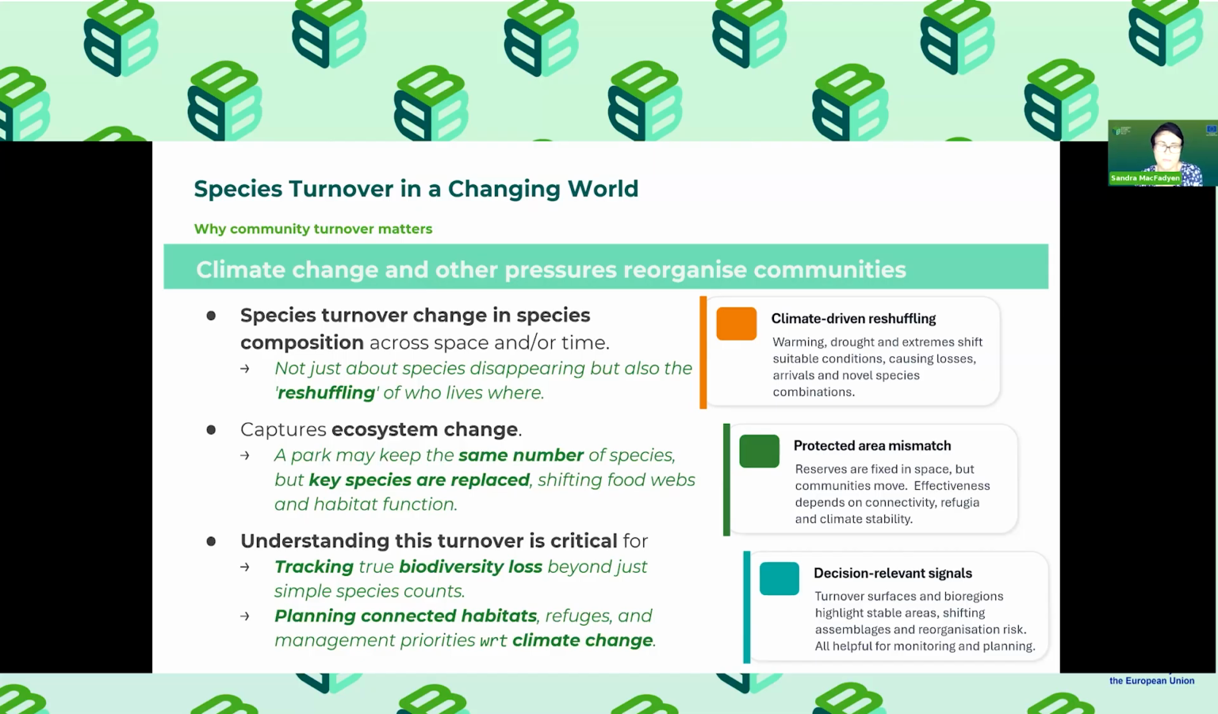It also helps when planning for connected habitats and refugia, which is especially important in the face of climate change. Parks don't move, but animals do. And if the climate shifts and the habitat changes, they need a place to go. So redesigning corridors is something that's really important in this changing world.